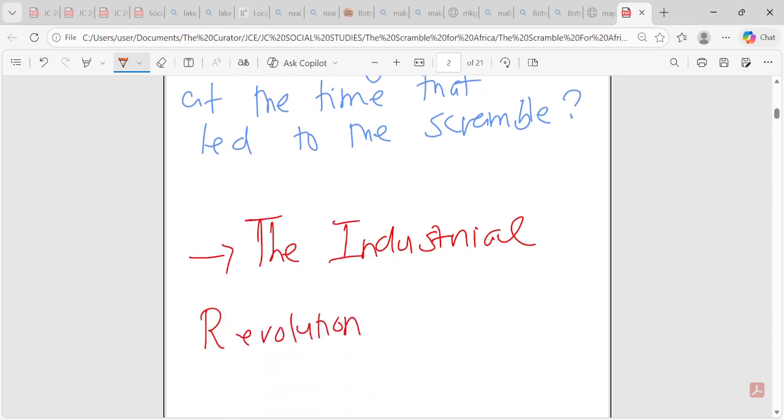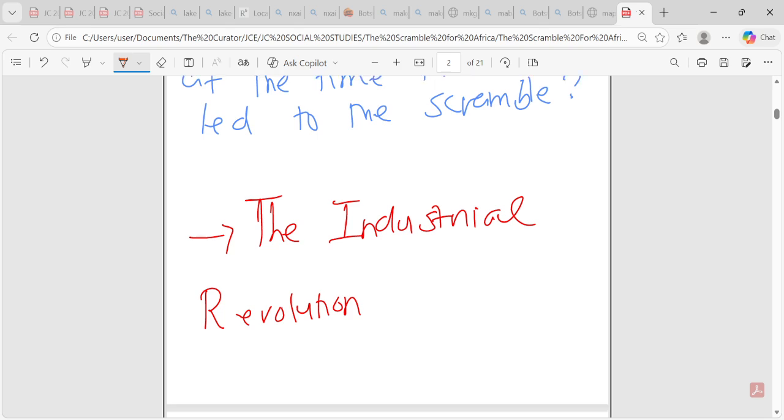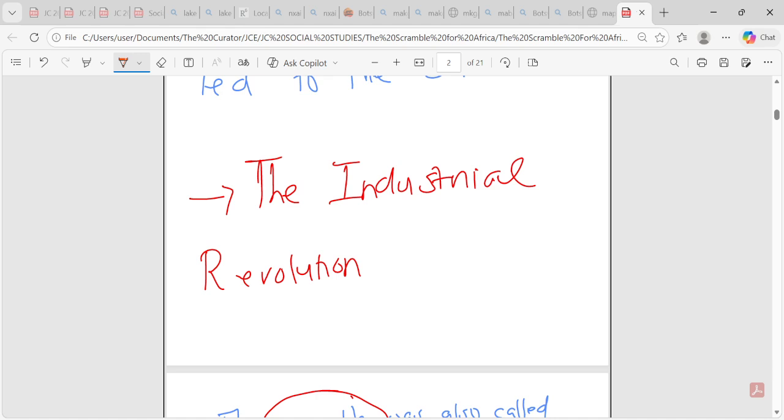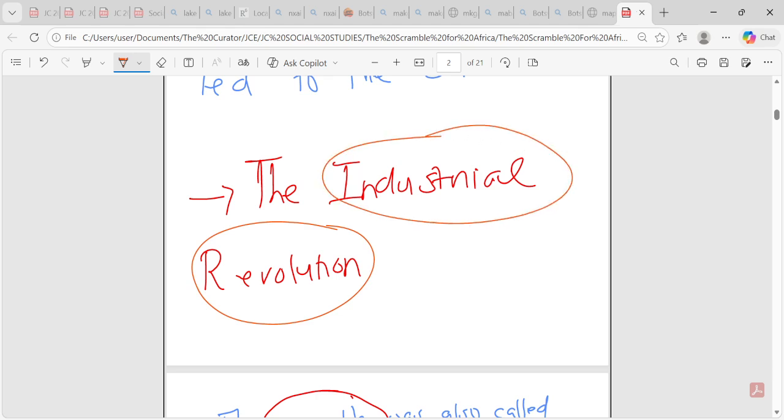Well, there was something going on that was called the Industrial Revolution. The Industrial Revolution is credited with having caused the scramble for Africa. What does this mean? The word revolution here means sudden change. Industrial means to do with industries. So there were sudden changes happening in industries in Europe.